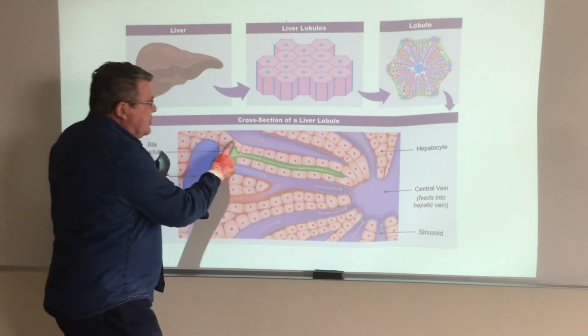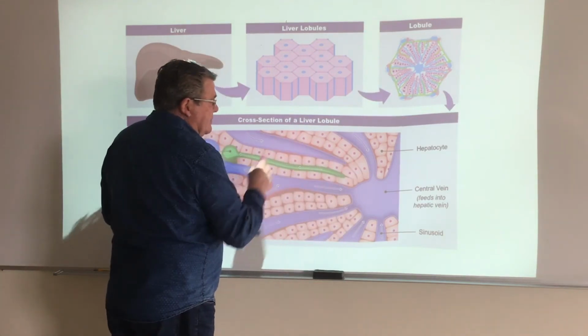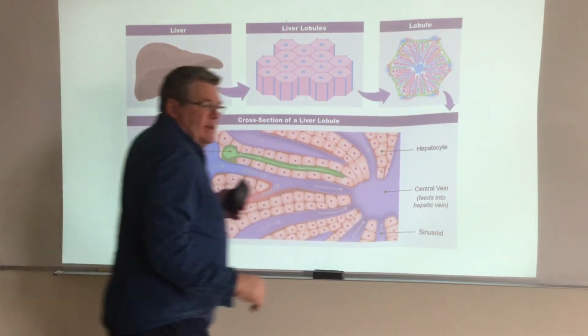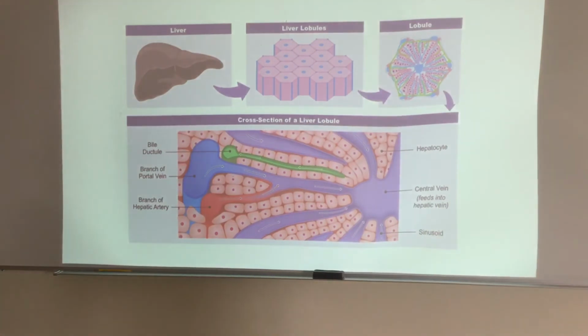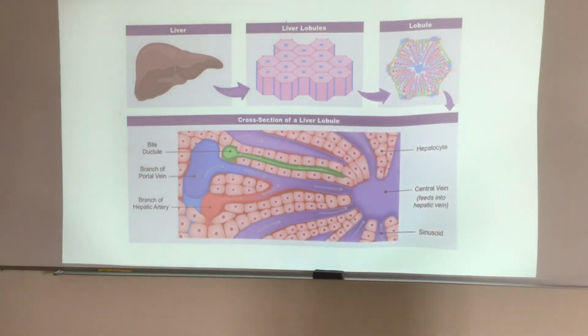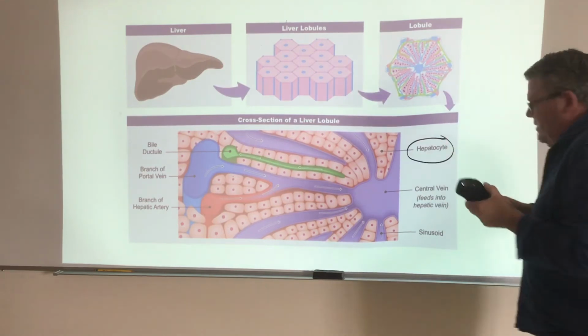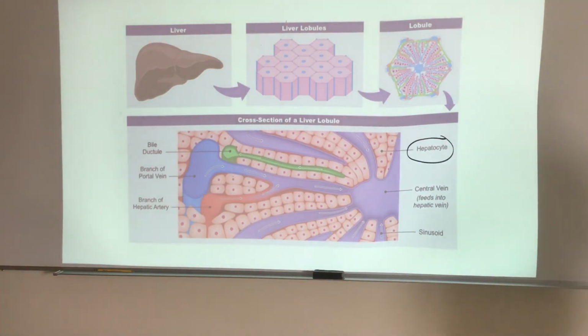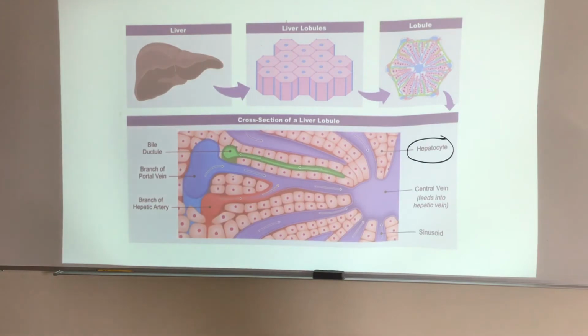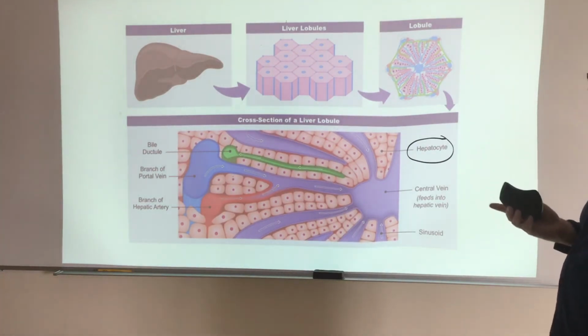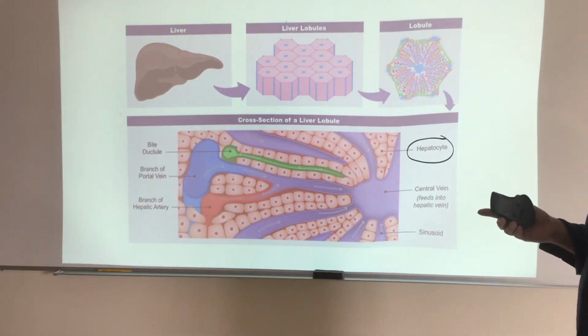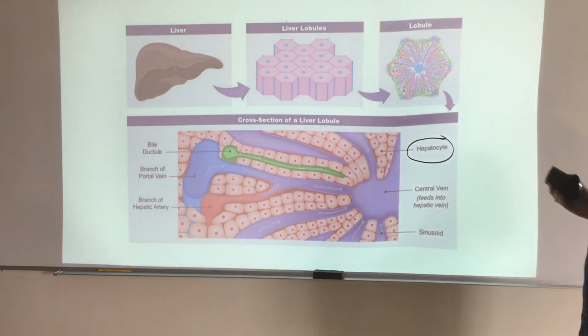The business portion are these cells right in here. These are the hepatocytes. These cells are going to be cleaning the blood. They're going to be producing bile. They're really the heavy lifters in the liver when we get right down to this organ.